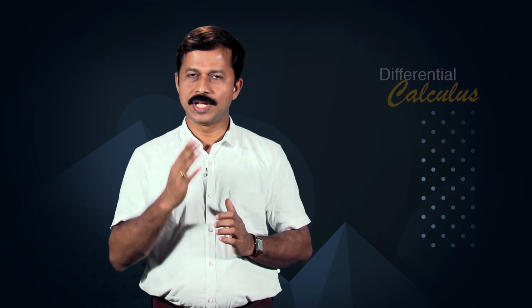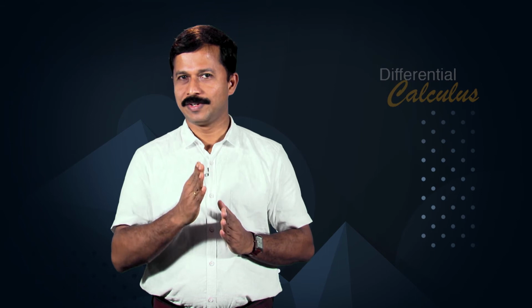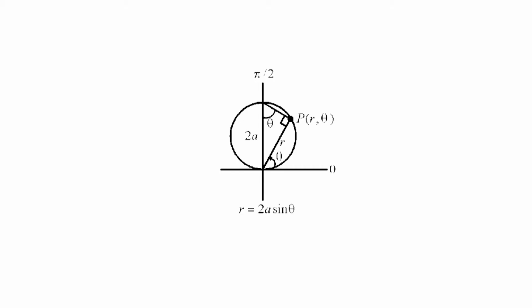Hence, the locus of all possible ordered pairs (r, theta) represents a circle of radius a centered on the y axis at the point (0, a) in Cartesian coordinates and tangent to the x axis at the origin. Thus, as indicated in the figure, the equation r equals 2a sin theta represents a circle of radius a centered on the y axis at the point (0, a) in Cartesian coordinates and tangent to the x axis at the origin.